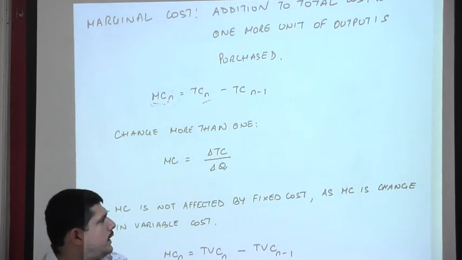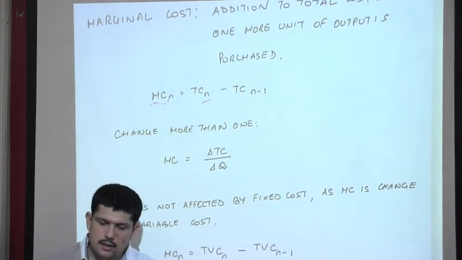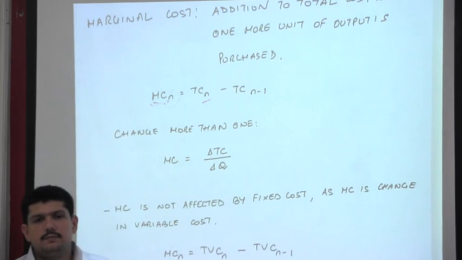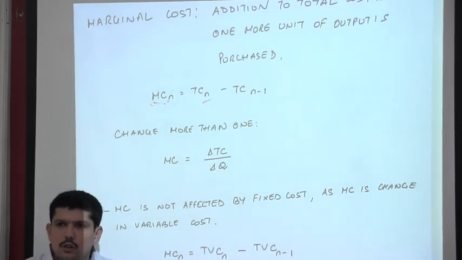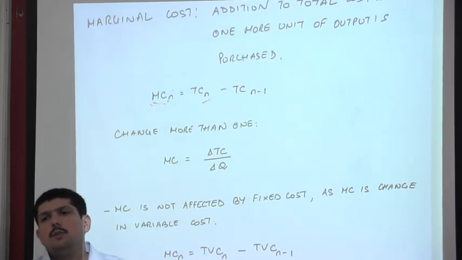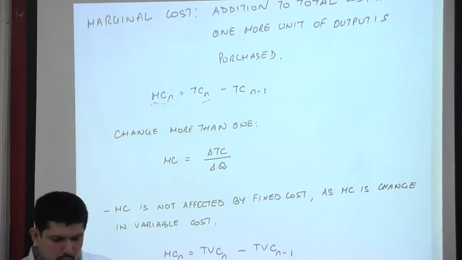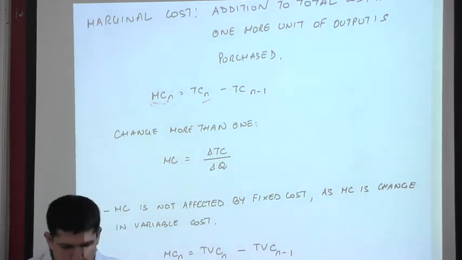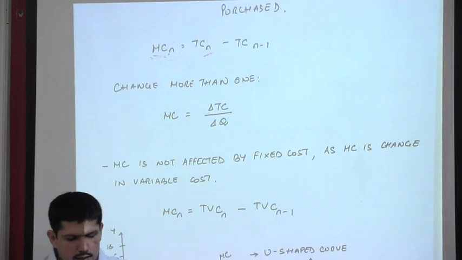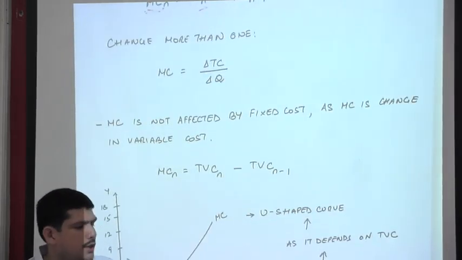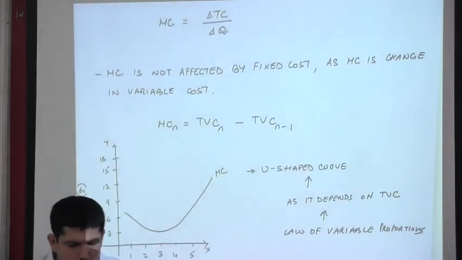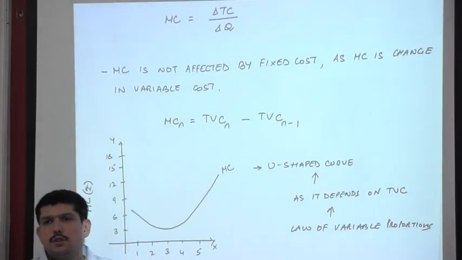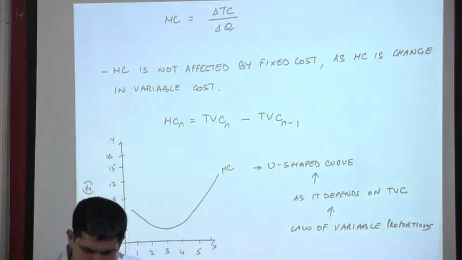Marginal cost is not affected by change in fixed cost. Why? Because fixed cost is always constant, and marginal cost is what? Change in total cost. And change in total cost is brought about because of variable cost. Right? So, again our marginal cost curve will also be a U-shaped curve, because it derives its shape from total variable cost, and there is a law of variable proportion which is operating.